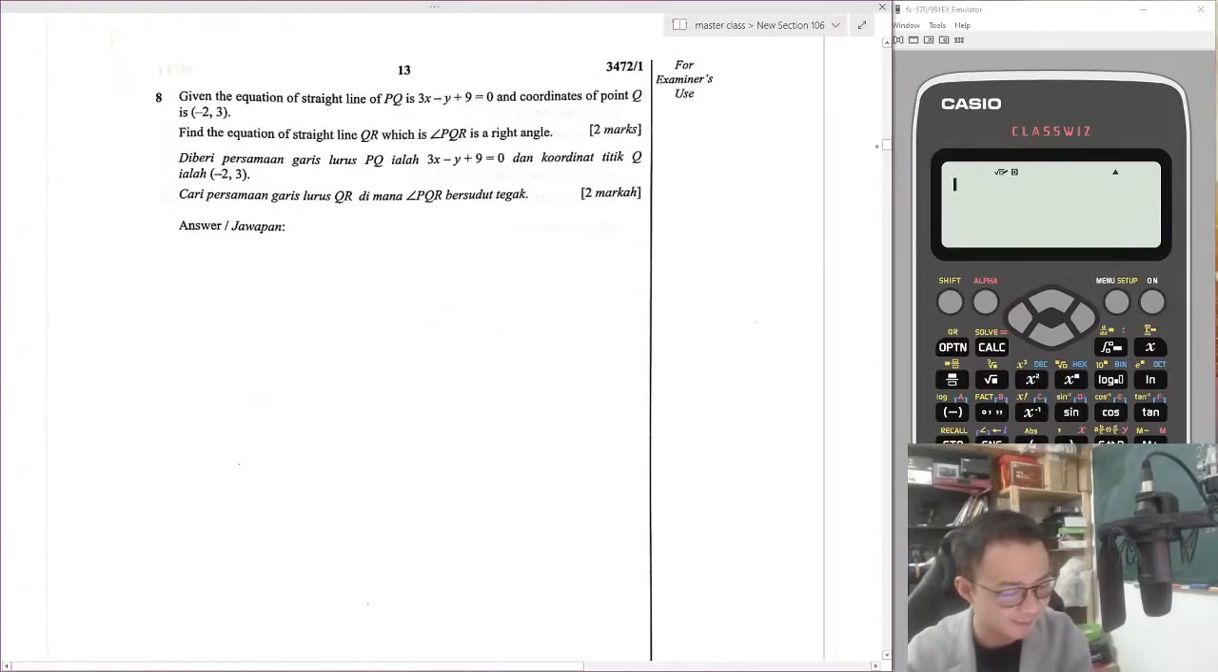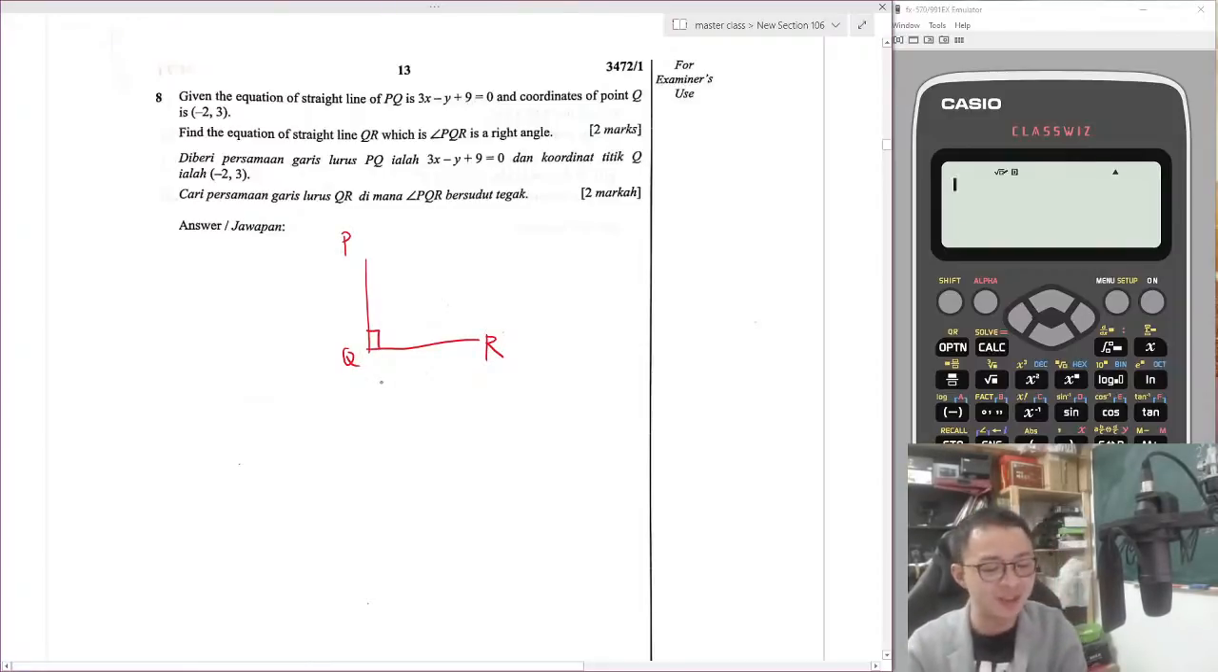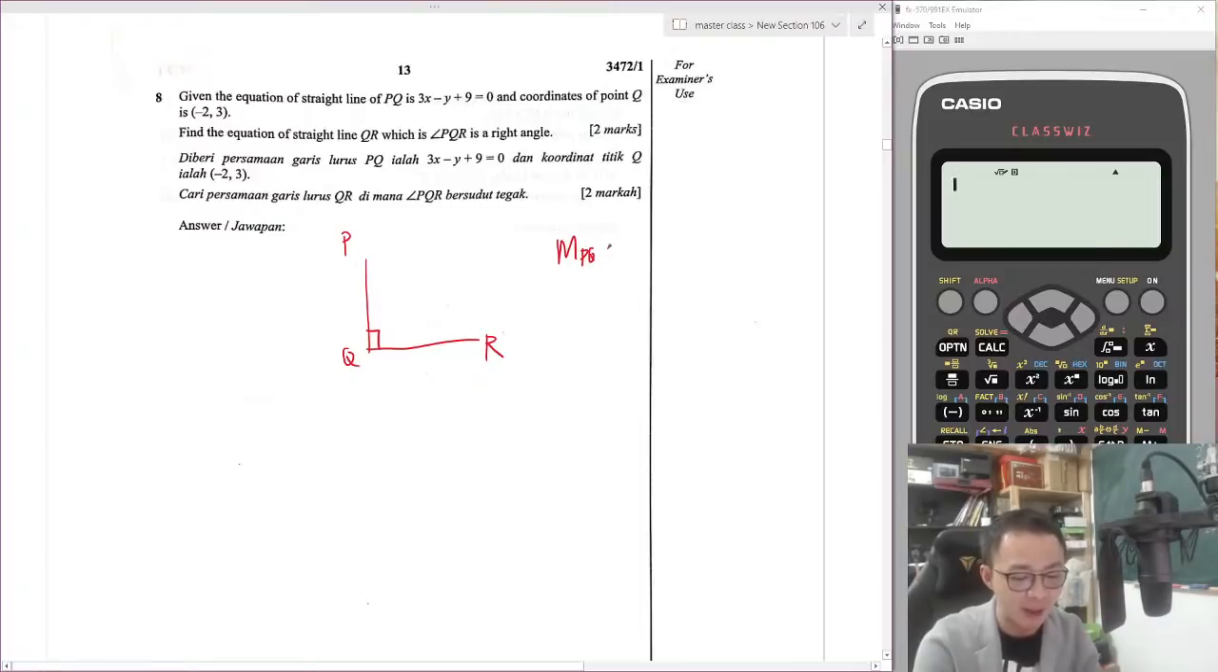Okay, number 8 here. Given the equation of the straight line PQ, and the coordinate of Q is (-2, 3), find the equation of the straight line QR when PQR is a right angle. So over here, at least I get some idea. This is PQR, it will be a right angle. So it means PQ is perpendicular to QR. Therefore, gradient of PQ multiplied by gradient of QR, I must get -1. This is what happens when perpendicular.